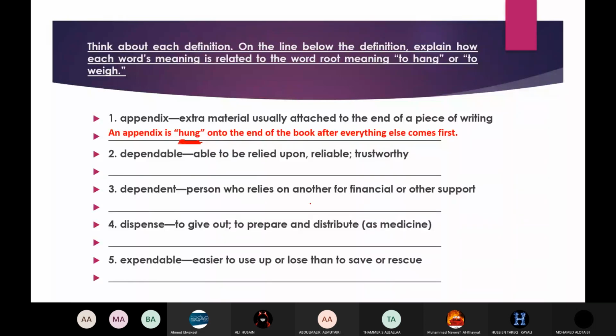Dependable. So dependable, able to be relied upon, reliable, or trustworthy. So simply, a dependable person, like when we say Hussein is a dependable person. So we can depend on him in order to do whatever we want. So someone dependable can carry the weight of responsibility.